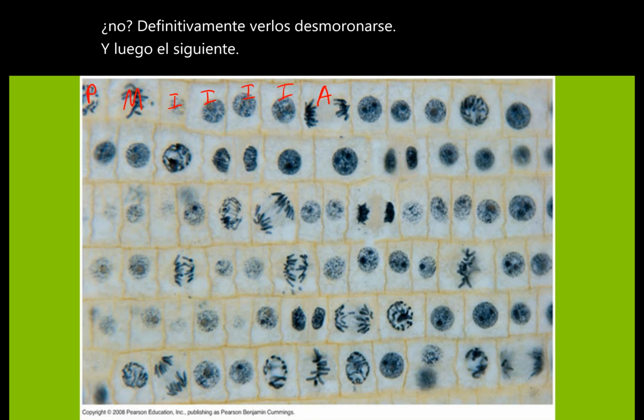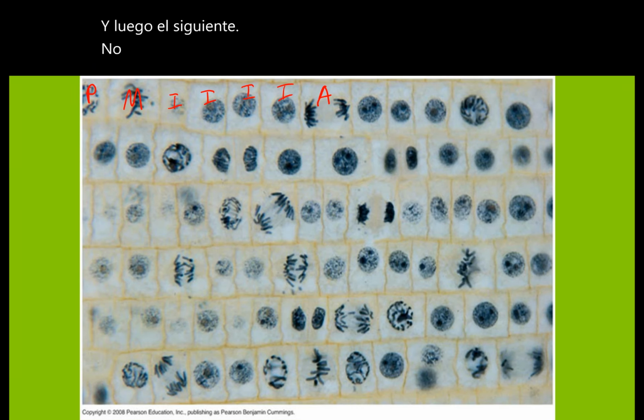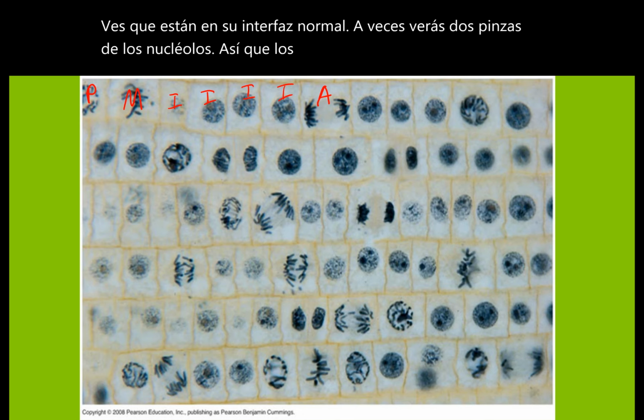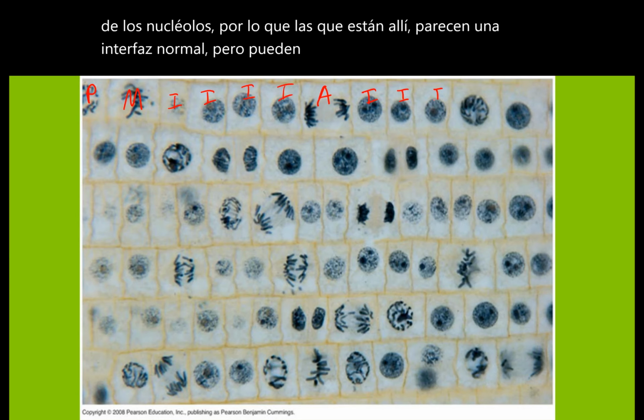I don't see any clumps. They're all separate. There's 2 clumps. Well, you see, in their normal interphase, you will sometimes see 2 clumps from the nucleoli. So those there, that looks like regular interphase. But it can be tricky. So you're just going to do the best you can.